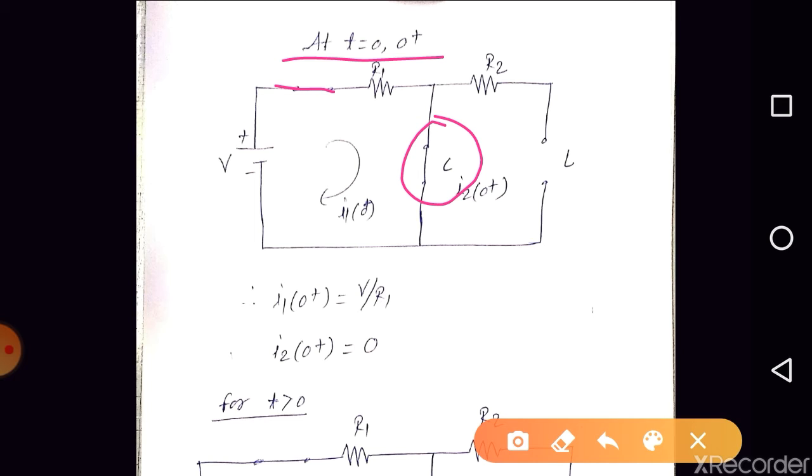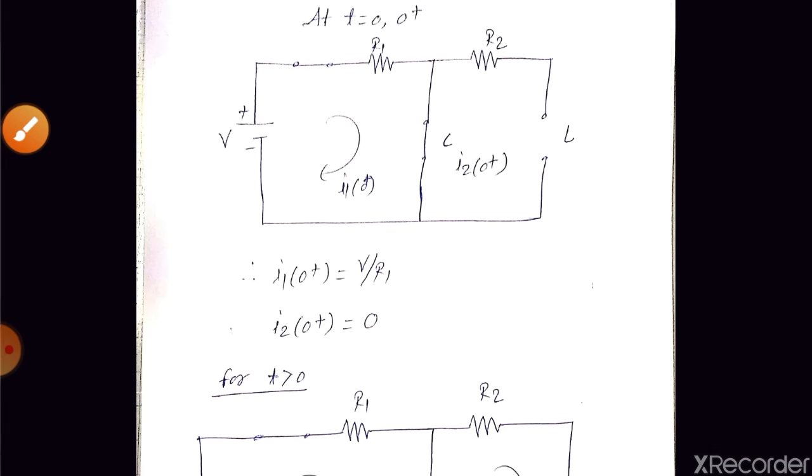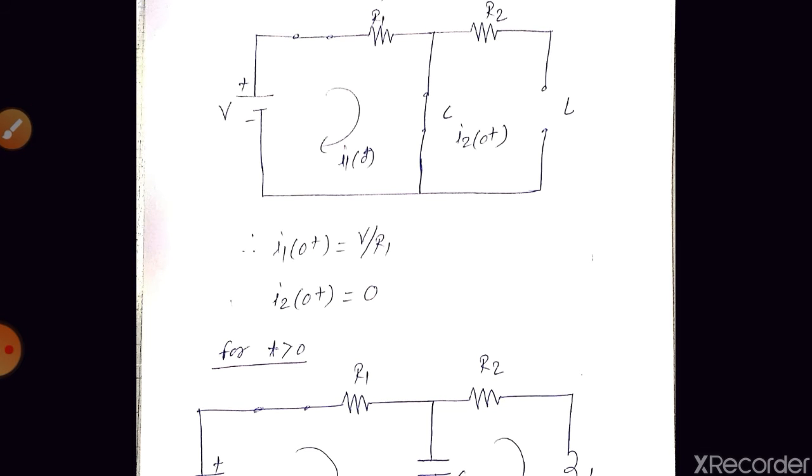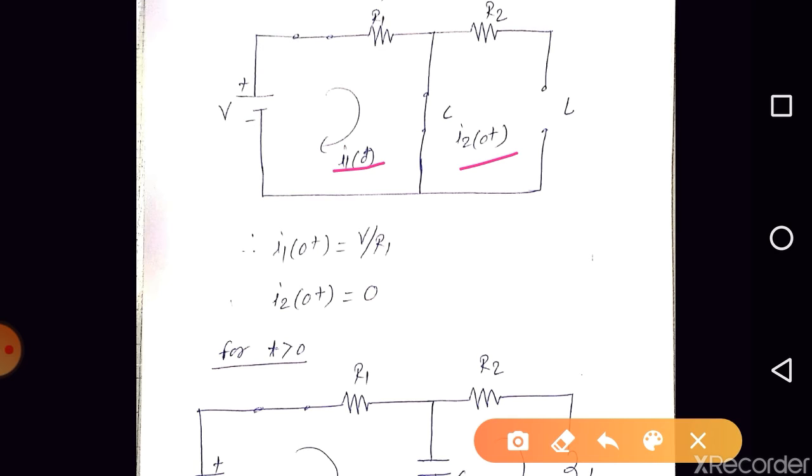So at t is equal to 0 or 0 plus, even though the switch is closed, the inductor should behave as an open circuit. We have already discussed this in the previous video, right? So this is the equivalent circuit at t is equal to 0 and 0 plus, right? So this is the current I1 of 0 plus and this is the current I2 of 0 plus, okay. So from this circuit, can we find I1 of 0 plus? Yes, voltage across R1 is V, so it is V by R1.